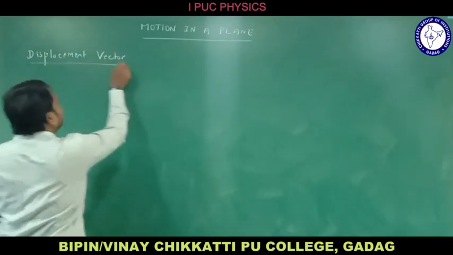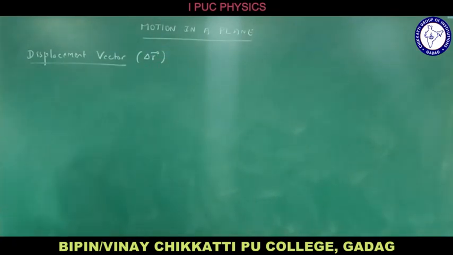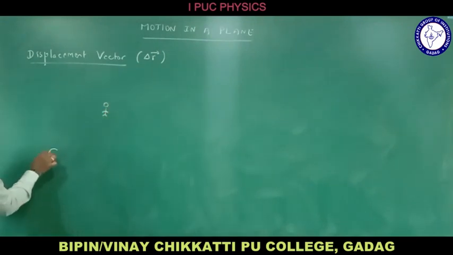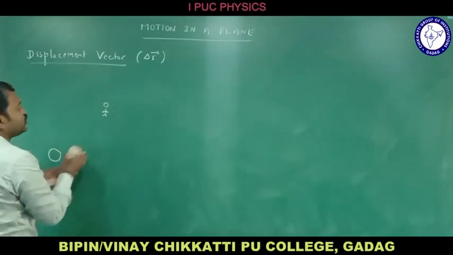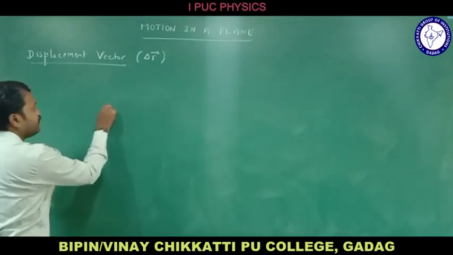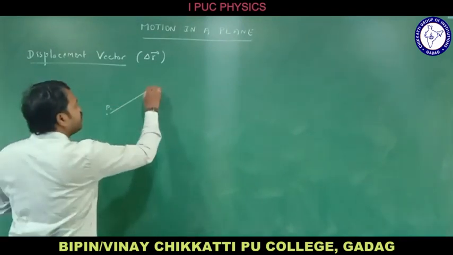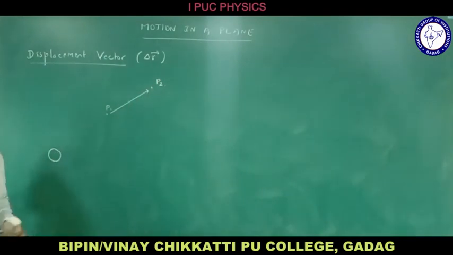Let me write it mathematically now. Displacement vector is denoted by delta r cap. Let me tell you that if you are standing at this position from the bus stand, I already told you this position, let me take it as P1, you moved from P1 to P2. Let me take this position as P2.